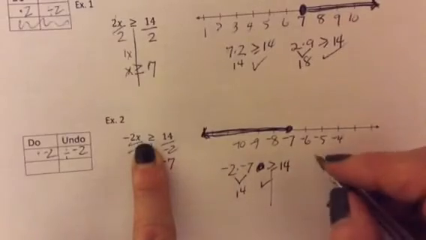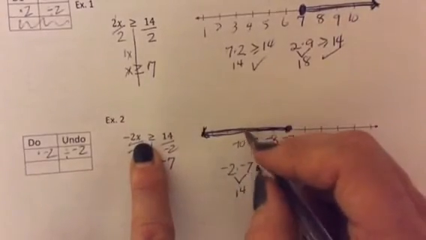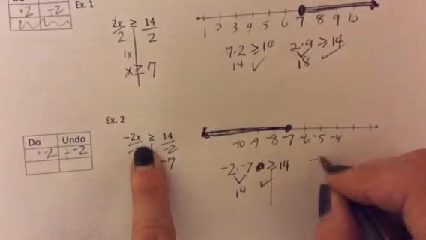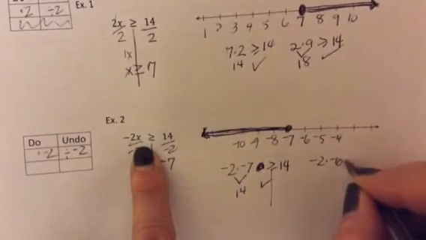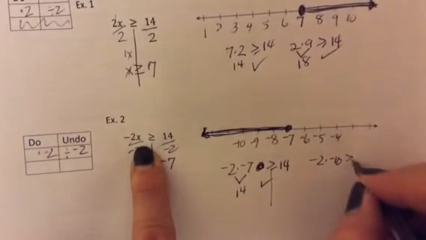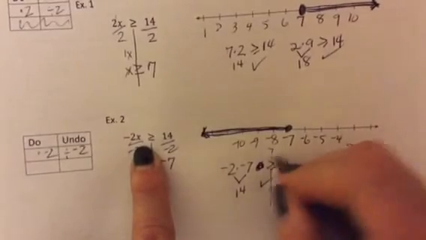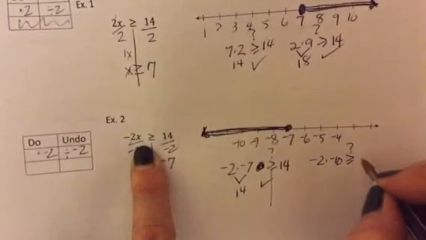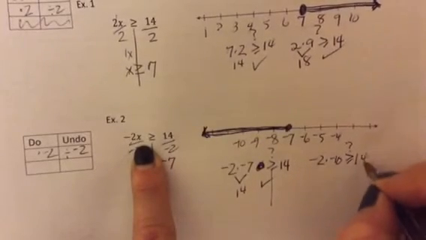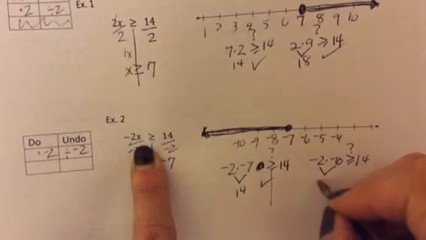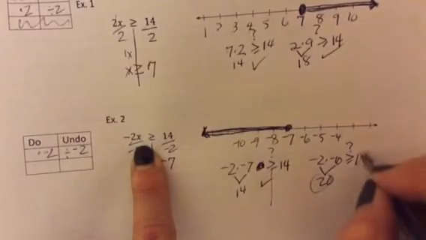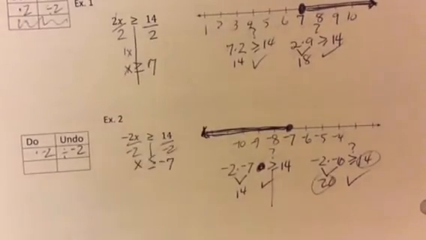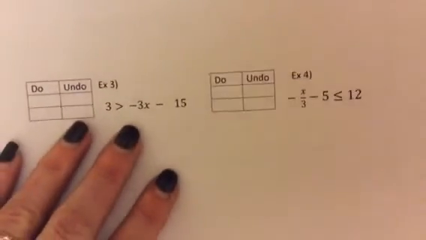And then the next one, I'm going to pick, let's do -10. That's easy. So I'm going to do -2 times -10 and make sure I shaded the right side. Is that greater than or equal to, I forgot my question marks here. Is that greater than or equal to 14? -2 times -10 is +20. So, yep, it checks.